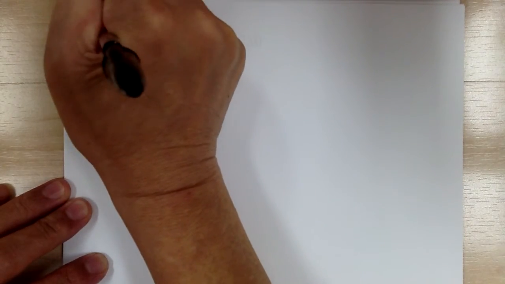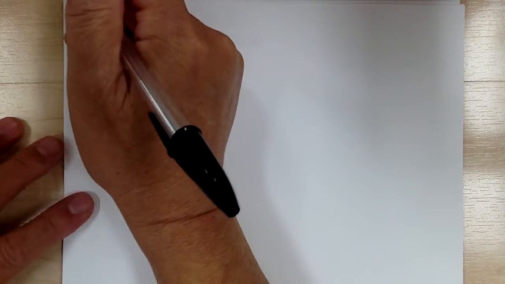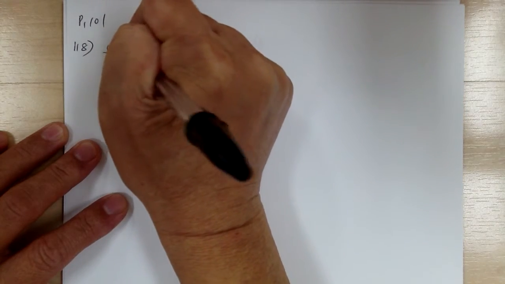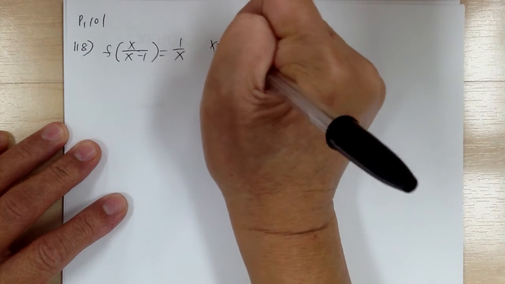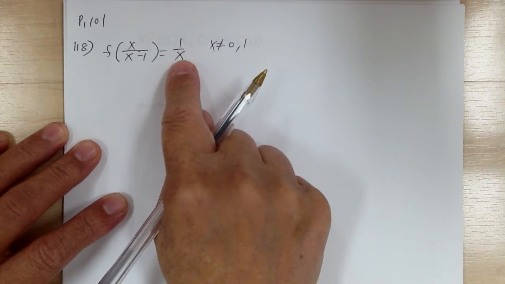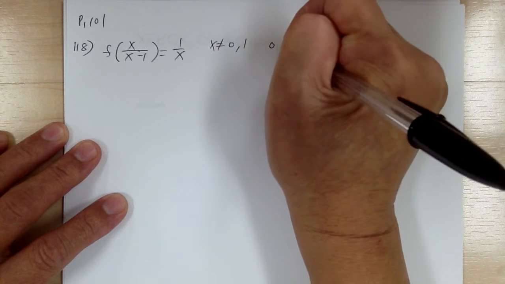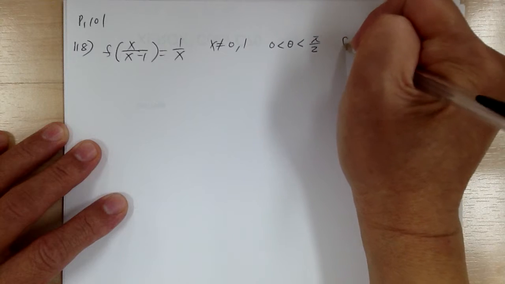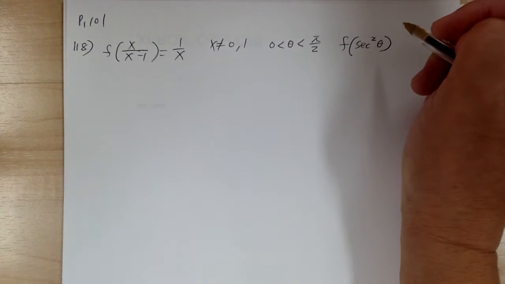Let's go to page 101, and let's start with number 118. It's if f of x over x minus 1 equals 1 over x for x not equal to 0 and 1. And the reason for that is because if x is equal to 0 or 1, it will make this undefined. Okay, and 0 is less than theta, less than pi over 2. Then you're looking for f of secant squared theta.